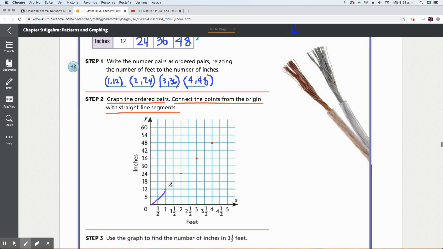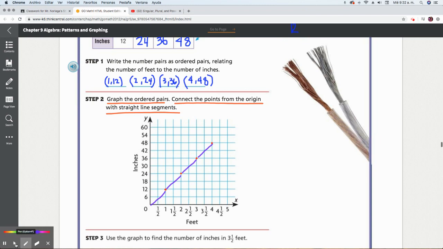Okay, make sure that you try to make your lines straighter than mine. Of course, it's very hard to do this with a mouse instead of a pencil, but that is something that you might end up having. Okay, all right, so that is that.